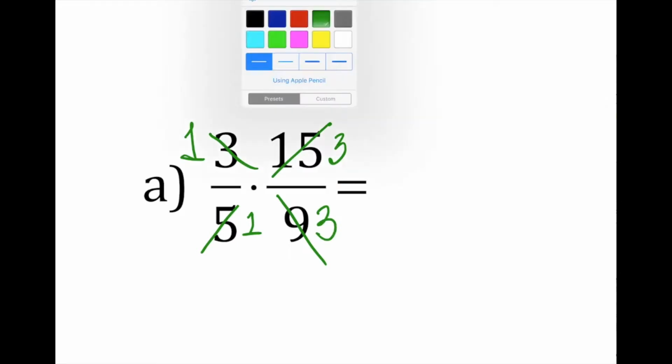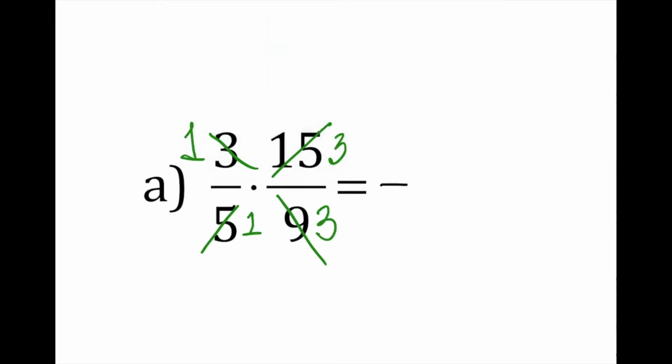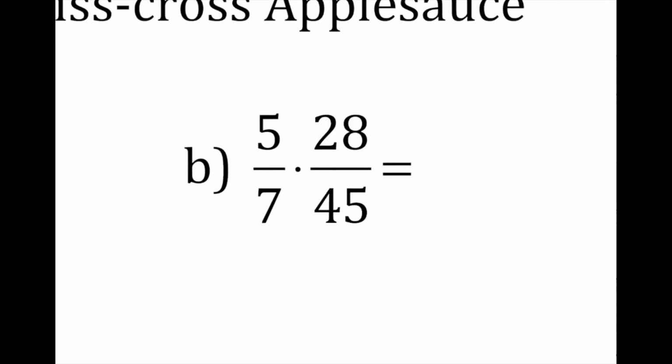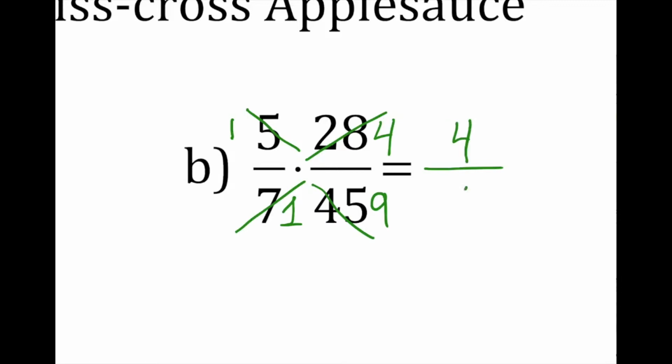So what we are left with is 3/3, which is 1. Here we look at 7 and 28. 7 divided by 7 is 1. 28 divided by 7 is 4. And then 5 and 45. 5 divided by 5 is 1. 45 divided by 5 is 9. And that leaves us with 4/9.